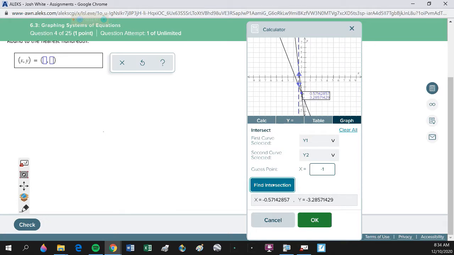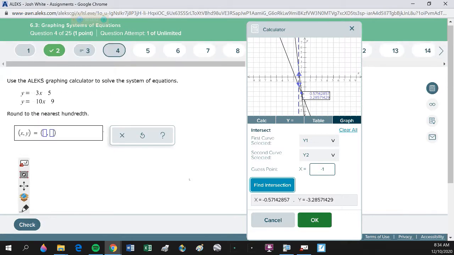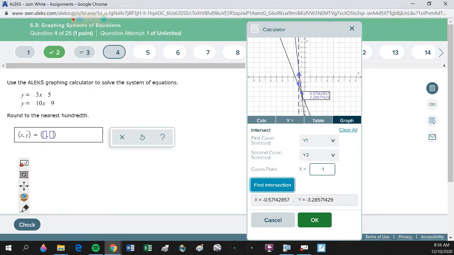So find intersection, and then it spits out these numbers. And the question says round to the nearest hundredth. How many decimal places is a hundredth? 2. So we're going to round right here, negative 0.57. And this one we're going to round here, and we have to bump the 8 up to a 9. So it'd be negative 3.29.